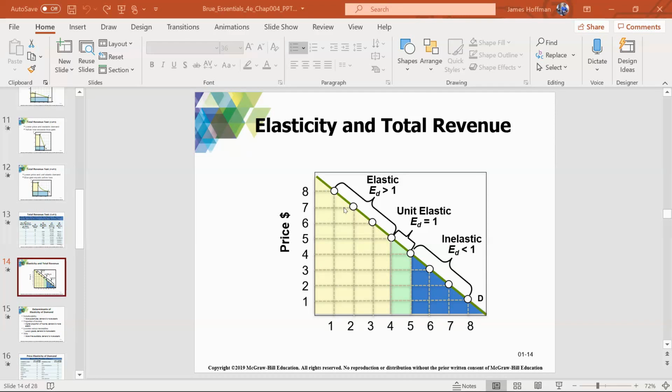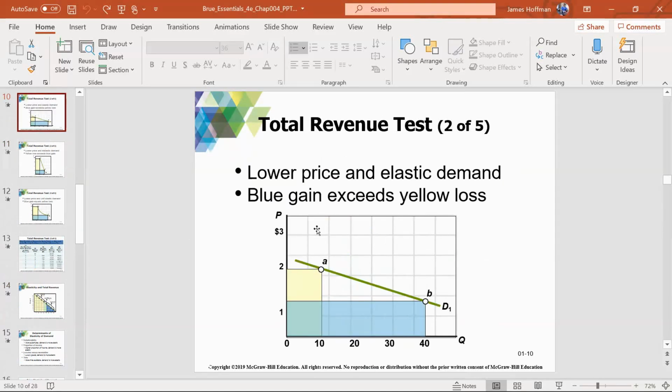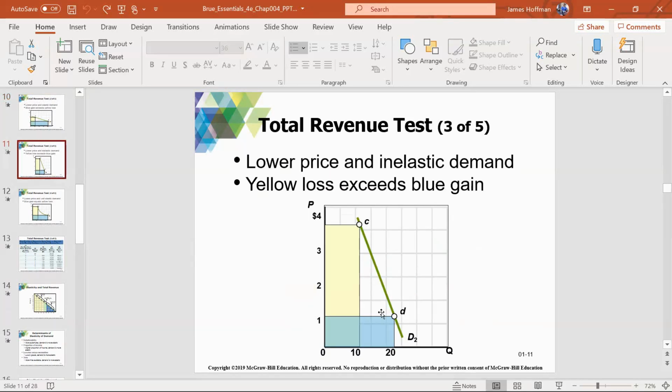Now, the total distance of those regions depends, but if you go far enough up, you're always going to get to the elastic region, and if you go far enough down, you're always going to get to the inelastic region. This might seem a little weird, but if you do the analysis, lowering the price up here and calculating the revenue change, you'll see what I mean, and do the same in the bottom portion. So the calculus of the elasticity depends on where you are on the demand curve.